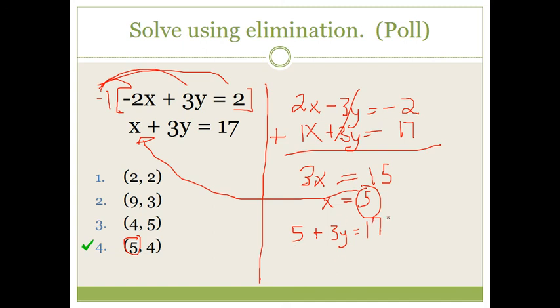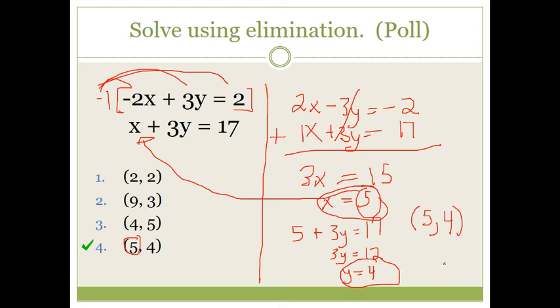I'd subtract 5 from both sides to get the term with the y isolated all by itself on the left hand side. And 17 minus 5 is 12. Then finally divide both sides by 3. So we get that y is equal to 4. There are our two answers. We get x is equal to 5, so I write that first in my ordered pair, and y is equal to 4.